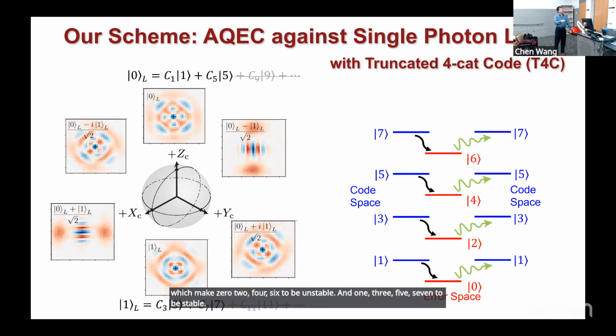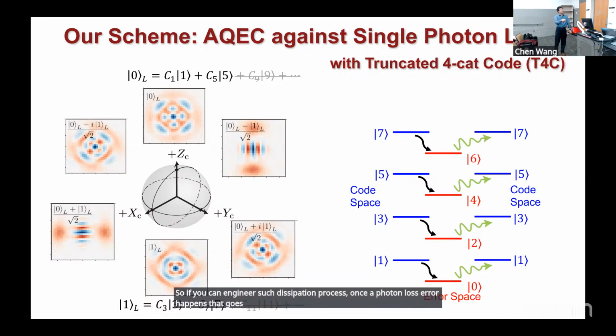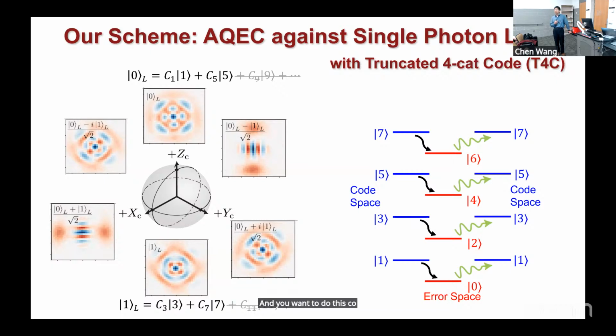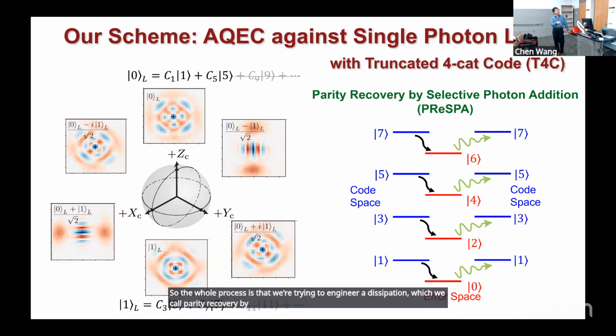So if you can engineer such a dissipation process, once a photon loss error happens that goes down the photon ladder, you can just pump it back up. And you want to do this coherently in order to correct the error. So the whole process is that we're trying to engineer a dissipation, which we call parity recovery, by selective photon addition. We select on these even numbers of photons to add a photon back to the system.